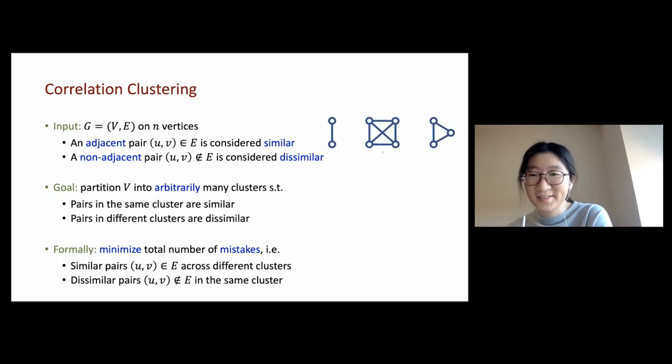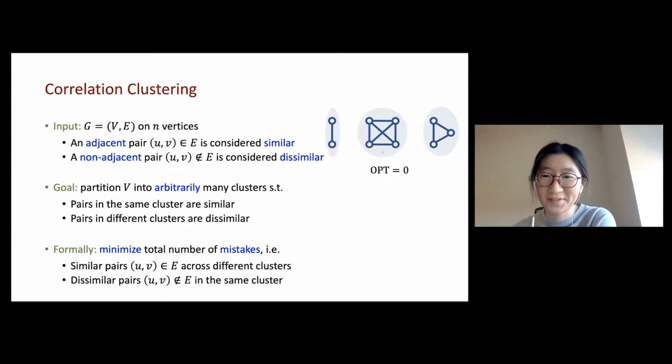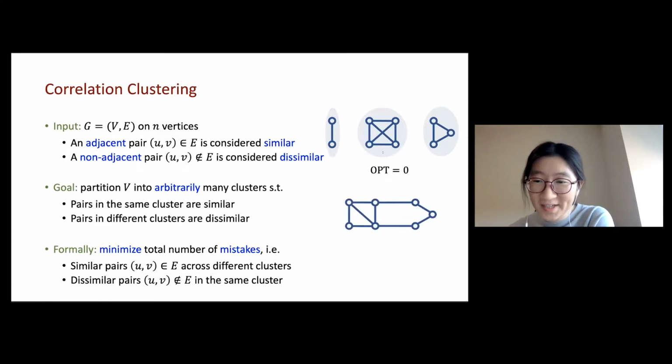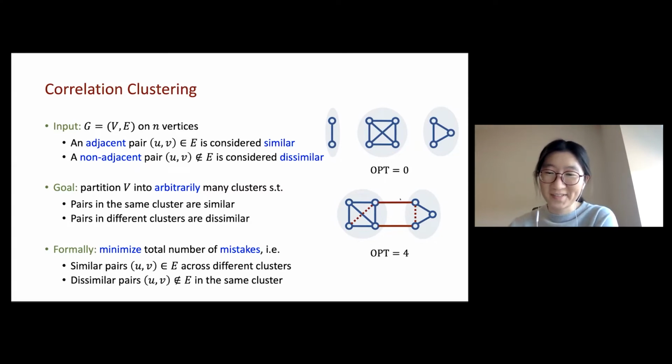So let's look at some examples. If the input graph is a disjoint set of cliques, for example, then there's a perfect clustering with no mistakes at all. And for this second example, let's look at this particular clustering. As we can see, it makes a total of 4 mistakes. And it turns out this clustering is actually an optimal one for this example graph.